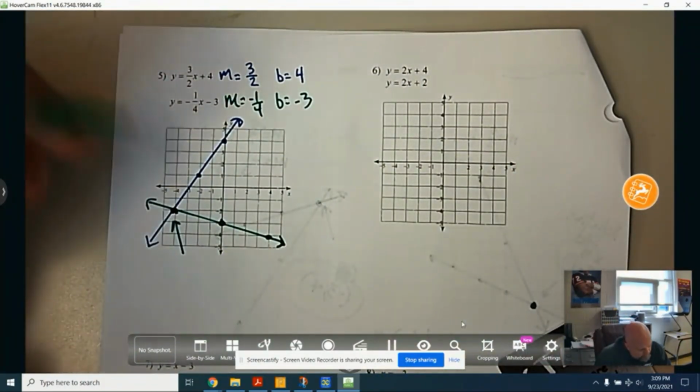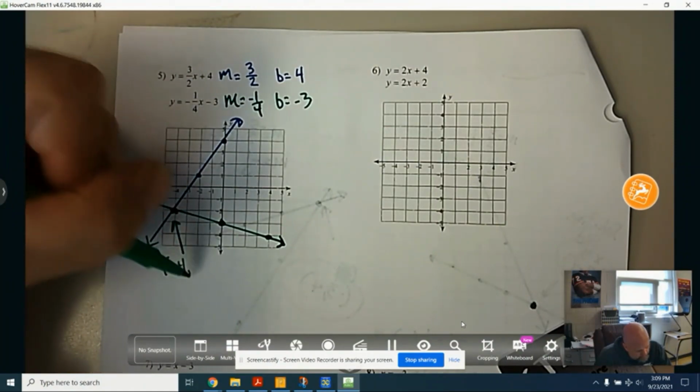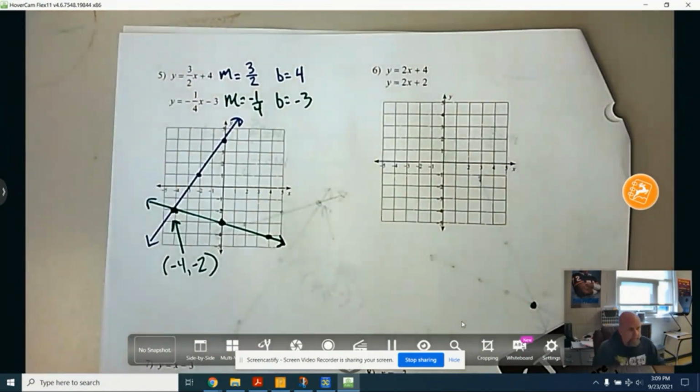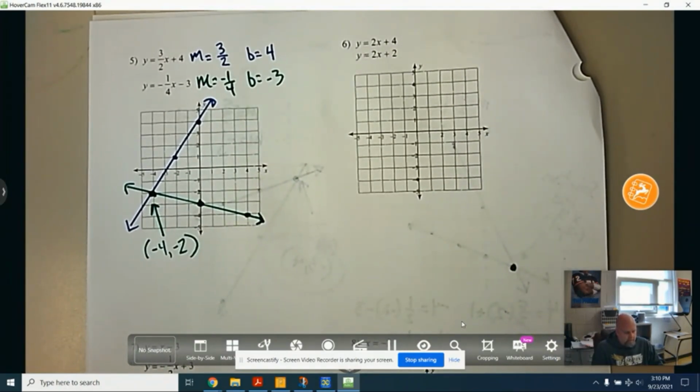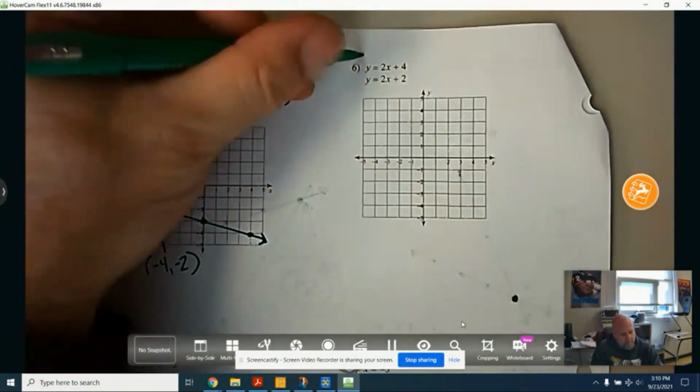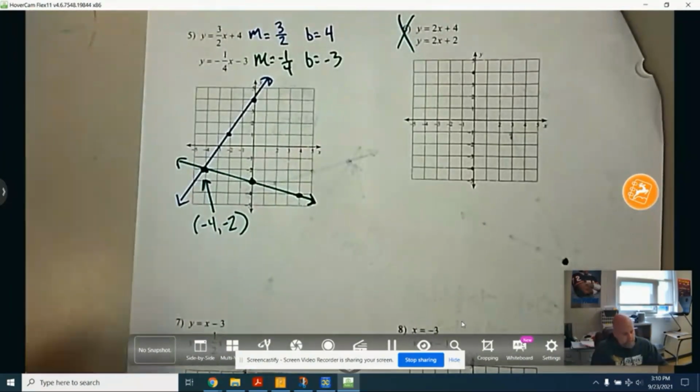So my solution for this one would be (-4, -2). Okay, I think that's enough to get you going here, so we're not going to worry about number 6. You guys can go ahead and do it.